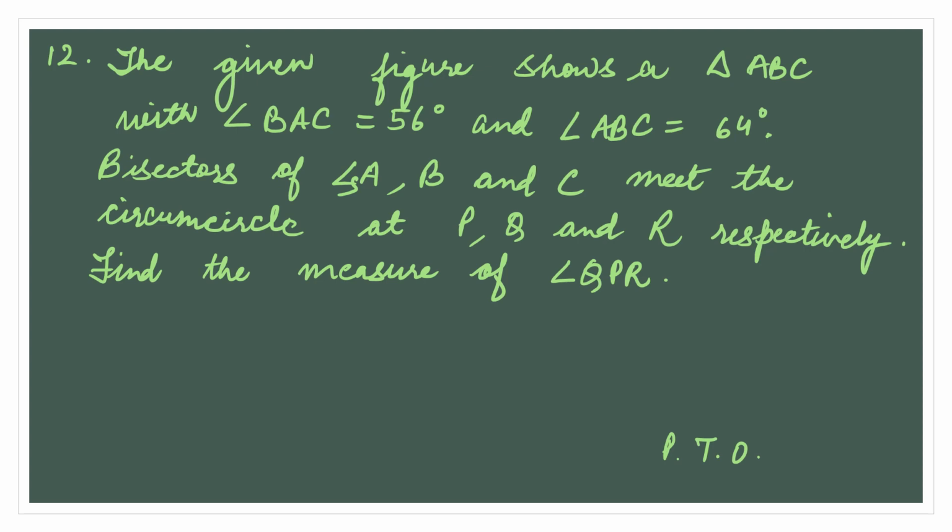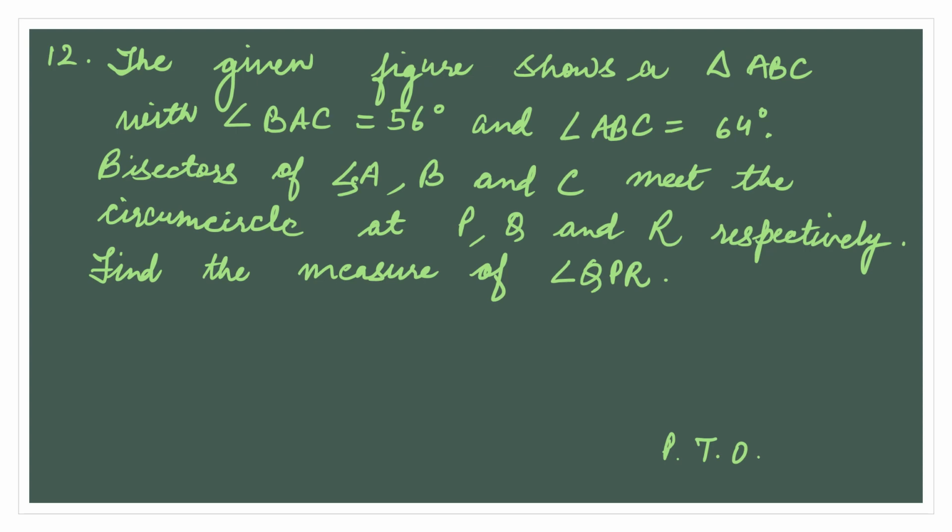Now coming to the 12th question, children. The given figure shows a triangle ABC with angle BAC equal to 56 degrees and angle ABC equal to 64 degrees. Bisectors of the angles meet the circumcircle at P, Q and R respectively. Find the measure of angle QPR.